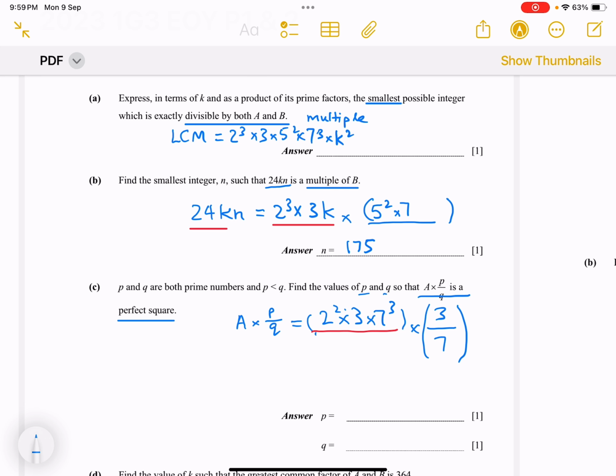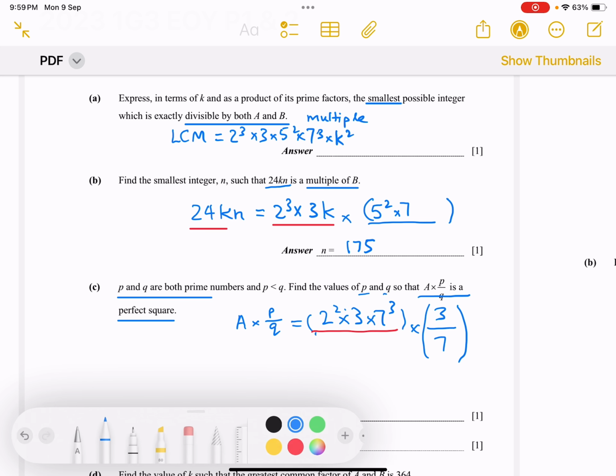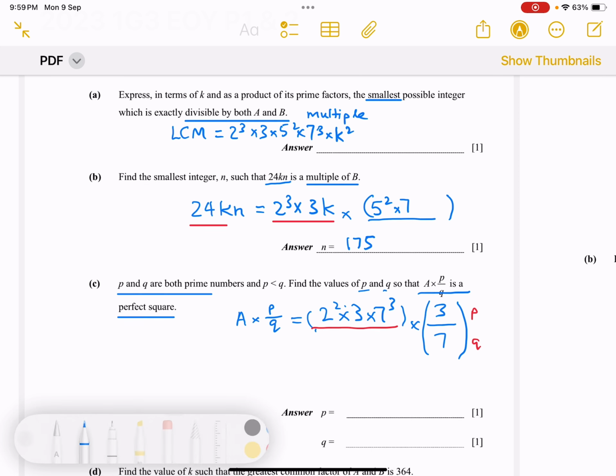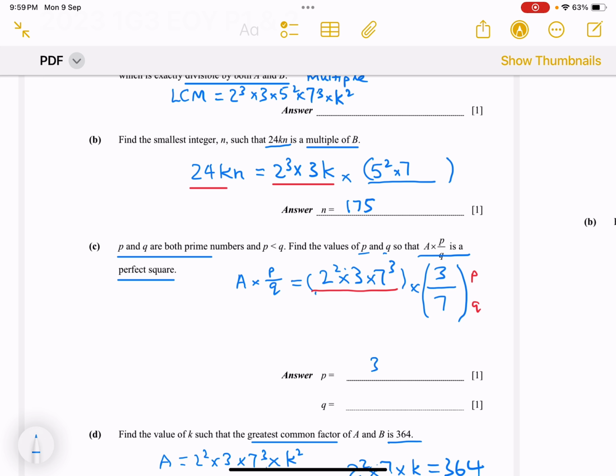So check, P and Q are both prime numbers. So our P and Q, are they prime numbers? P is the top number and Q is the bottom number. So therefore, P is 3 and Q is 7.